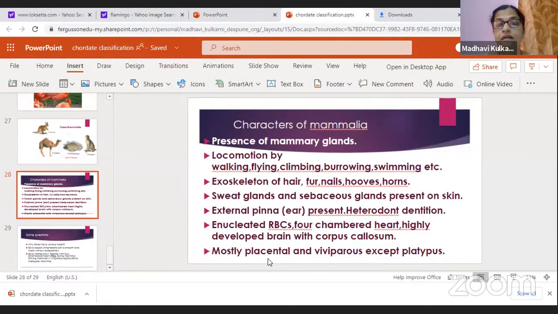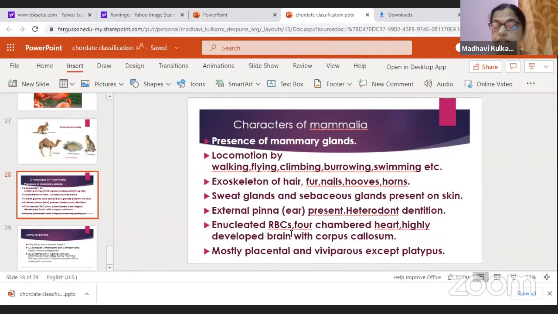Mostly placental animals. The placenta is a connection between a mother's body and a developing embryo in the womb. The mammals are viviparous in nature. The development of the young one takes place within the body of the mother in the uterus or womb, and there the placenta forms a connecting part between the mother and the developing embryo. So, these are the special features of mammals.